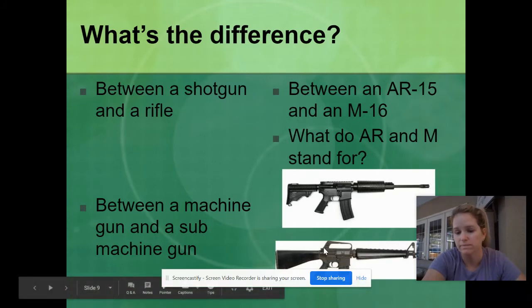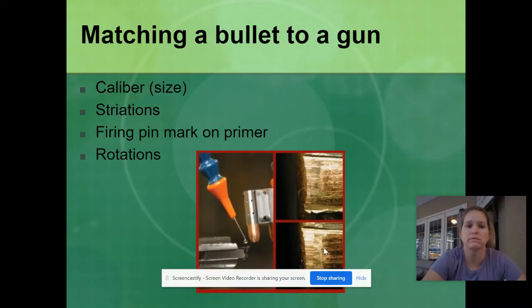Okay. All right, so when we have a bullet that comes from a body and a gun that we find, and we want to match them as far as the crime scene goes, there are several things we can look at. We can look at the actual size of the bullet and compare it to the gun it was shot out of, right? Is that the correct caliber? I wouldn't have a .45 bullet and then a gun that shoots a 9mm.